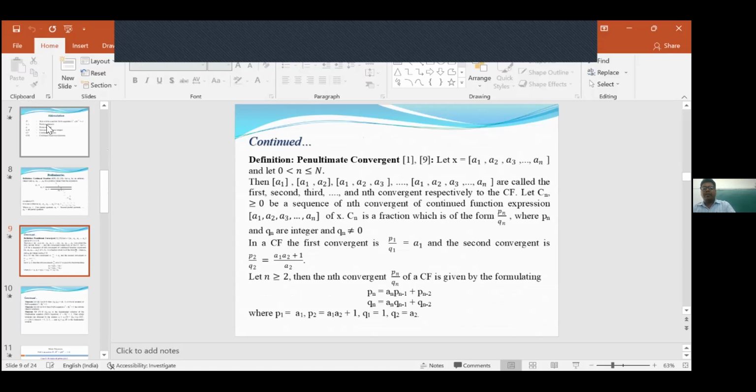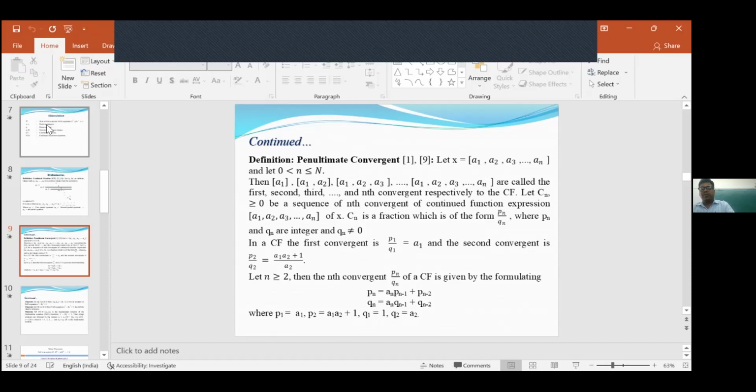And the convergent: let x is equal to [a1, a2, a3, up to an], and let n belong to the natural numbers. Then [a1], [a1, a2], [a1, a2, a3] and so on are called the first, second, third and nth convergent respectively of the continued fraction. Let Cn, n greater than or equal to 0, be a sequence of nth convergents of the continued fraction expansion [a1, a2, a3, up to an] of x.